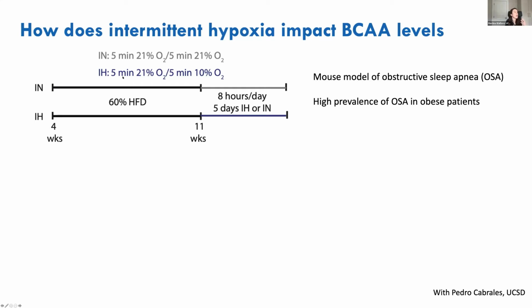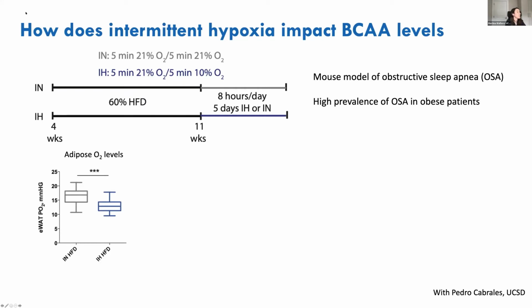So for the intermittent hypoxia mice, they were in a chamber and they were exposed to 5 minutes first of air with 21% oxygen, and then 5 minutes with 10% oxygen. And basically this is a really common mouse model of obstructive sleep apnea, which has a really high prevalence in obese patients. So although this isn't the same as more chronic hypoxia, we thought it was maybe more relevant to the varying oxygen levels that is likely observed in the adipose tissue with obesity.